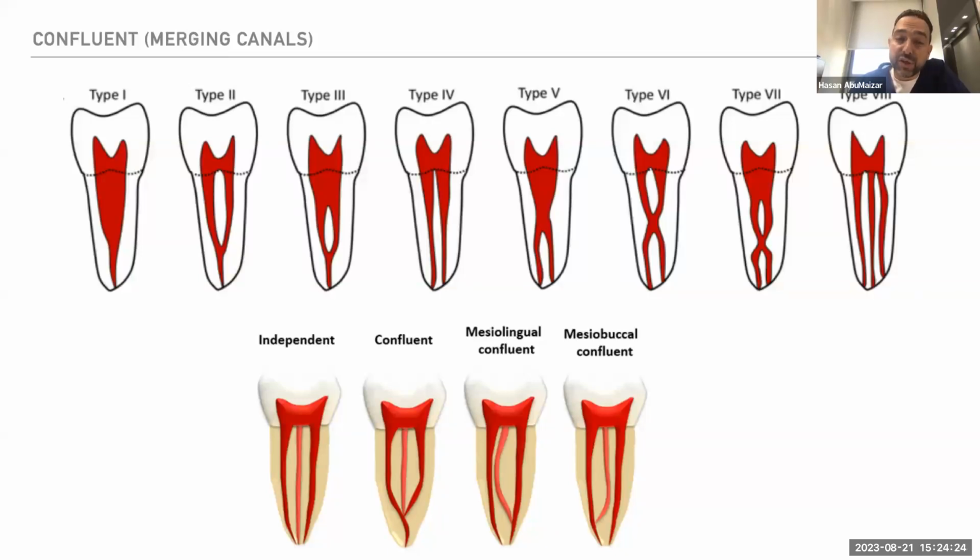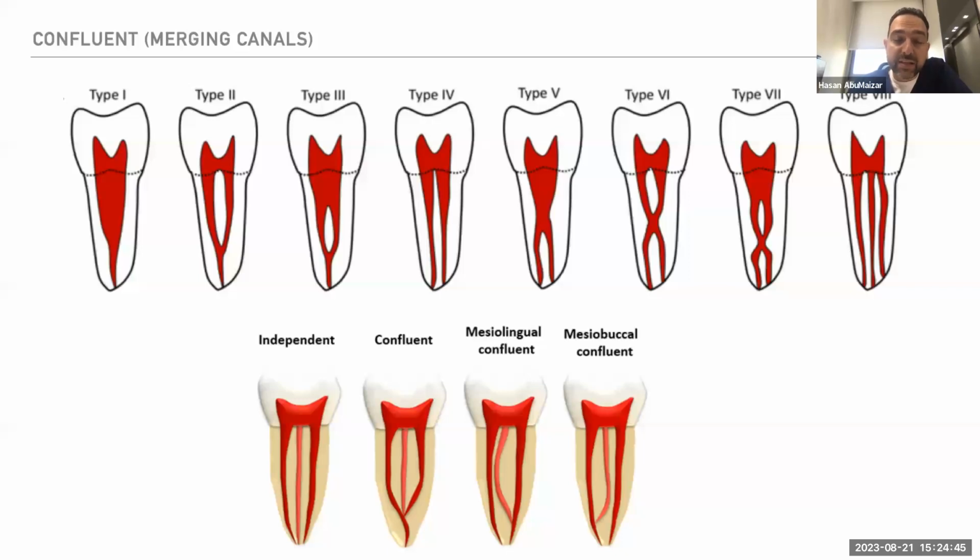In upper first molars, the upper 6, usually the mesiobuccal and mesiobuccal 2, they have more than 50% chance to be confluent as well. Premolars, upper 4s, lower anteriors, they all have a big chance of having confluent canals.